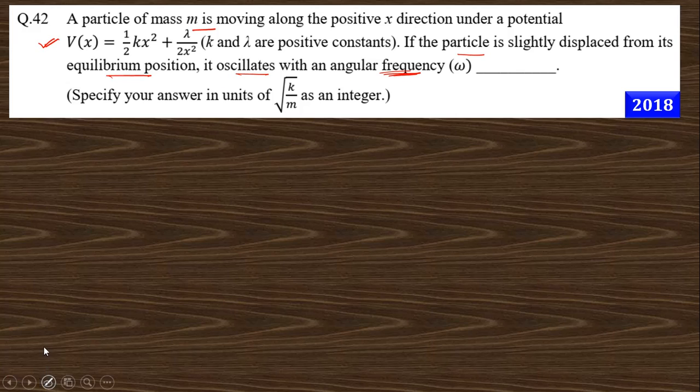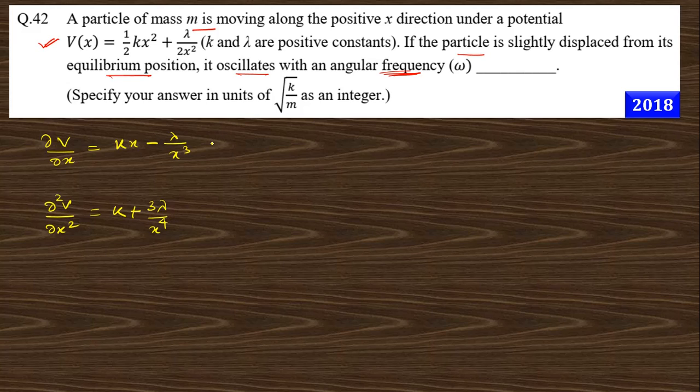For that you just find the equilibrium state. So V is given like that. So del V by del x is kx minus 2 lambda by x cube, right? So what will be the value of del 2 V by del x square? This is k plus 3 lambda by x to the power 4.